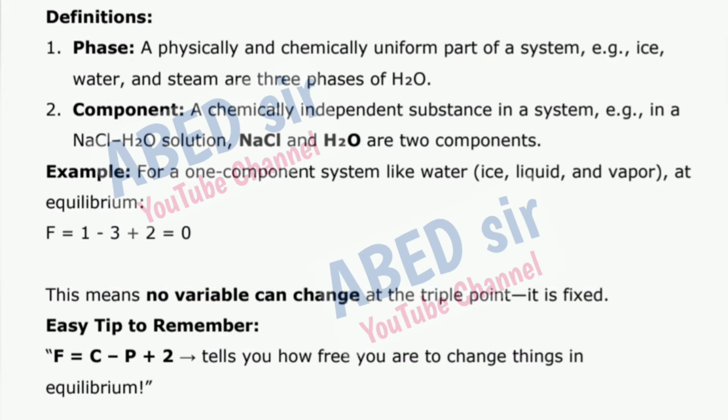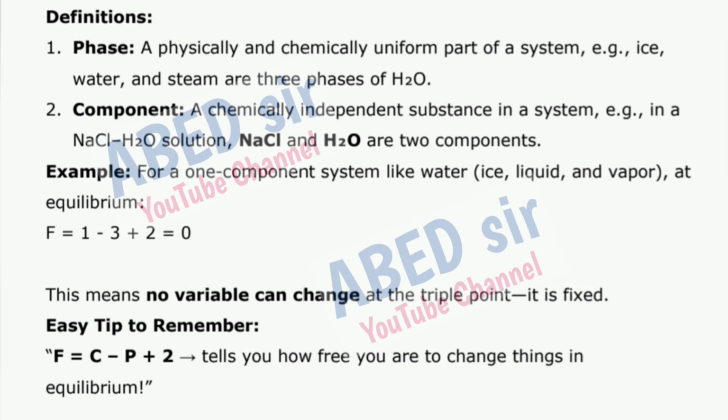Definitions: 1. Phase, a physically and chemically uniform part of a system. Example, ice, water, and steam are three phases of H2O. 2. Component, a chemically independent substance in a system. Example, in a NaCl–H2O solution, NaCl and H2O are two components.